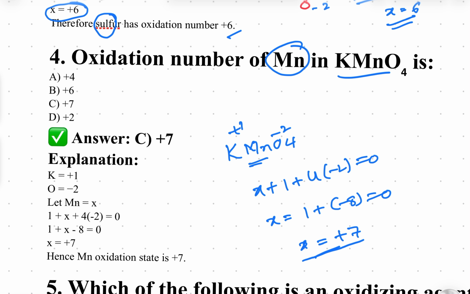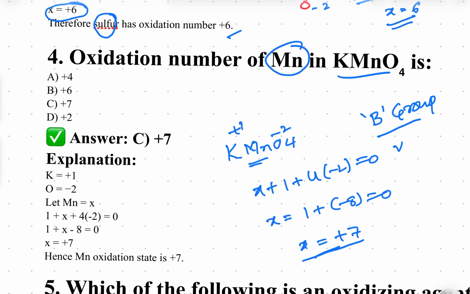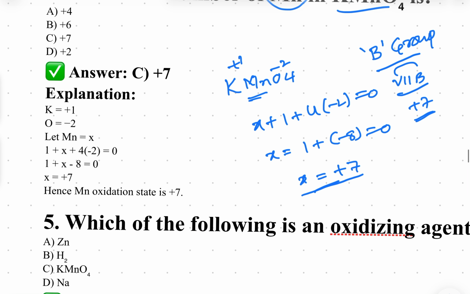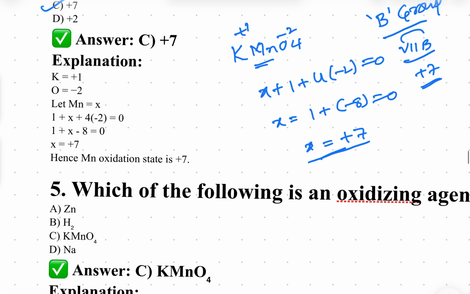See here, manganese in the periodic table is a B group element actually. It is B group in the periodic table. Manganese is seventh B group, and its oxidation state is plus 7. Okay, don't forget this, that is simple logic. Now we'll go ahead. So your answer is what? Plus 7 is the answer.